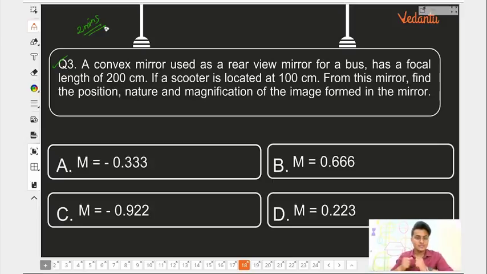Come on guys. m is equal to -0.33, m is equal to 0.666, m is equal to -0.922, m is equal to 0.223. What do you think is the correct answer to this question? You have exactly 1.5 minutes left. A convex mirror is used as a rear view mirror for a bus, has a focal length of 200 centimeter. If a scooter is placed at 100 centimeter from the mirror, find the position, nature and magnification of the image. You don't even have to find out the size again. You just need to find out the magnification, guys, and you can rock it here.